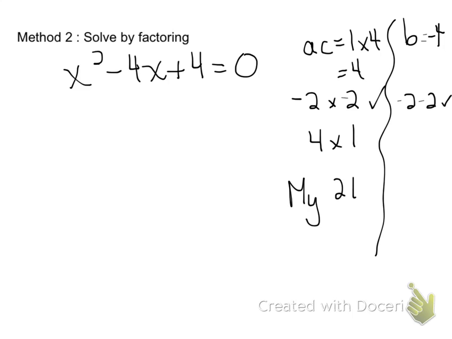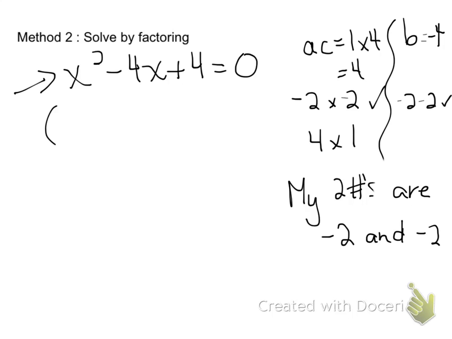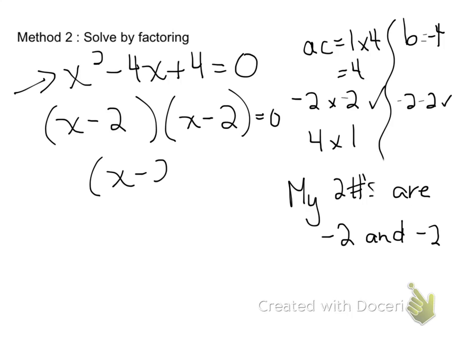My two numbers are negative 2 and negative 2. Now since my a value is 1, I can go ahead and open up two brackets and put x minus 2 and x minus 2. Essentially, this is a perfect square trinomial, so you could have factored it by perfect square trinomial.